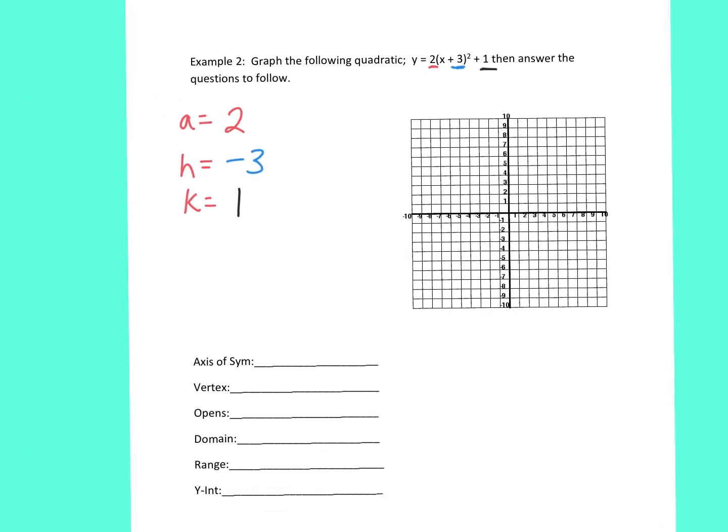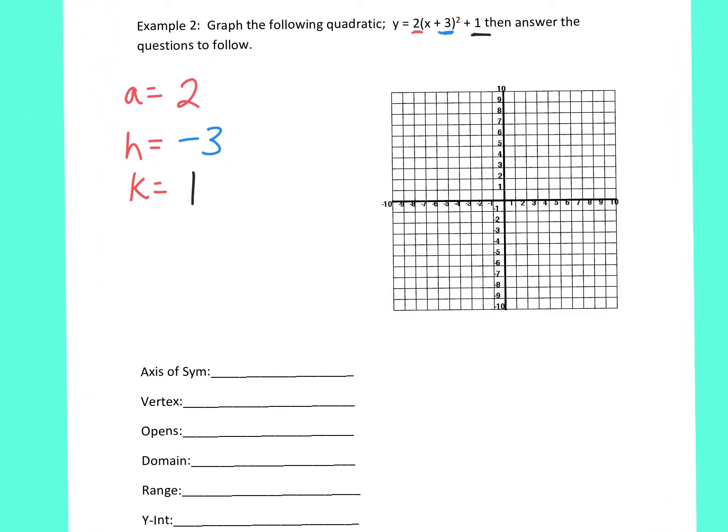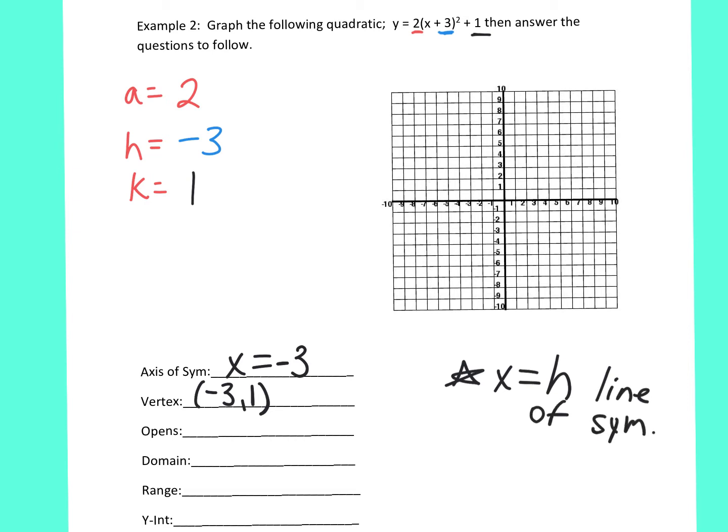So now, my vertex is what? We just found it. -3, 1. The axis of symmetry. What'd you say? Yep, x is -3. I think we might have written this down already, but we might not have. X is always going to equal whatever h is. Okay, so x equals h is always going to be that line of symmetry. So make sure we know that. Or axis of symmetry, okay?